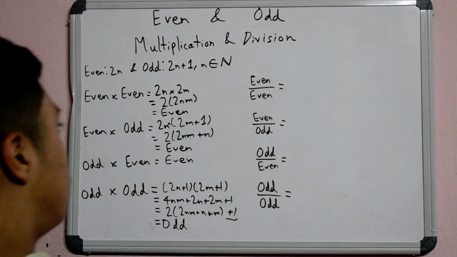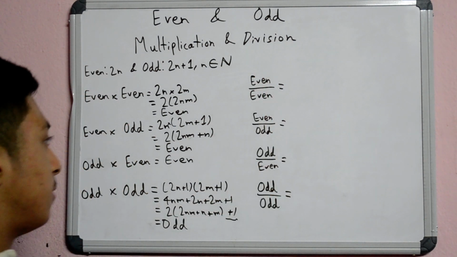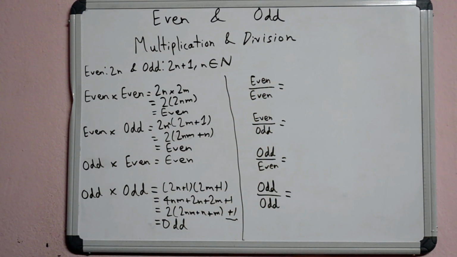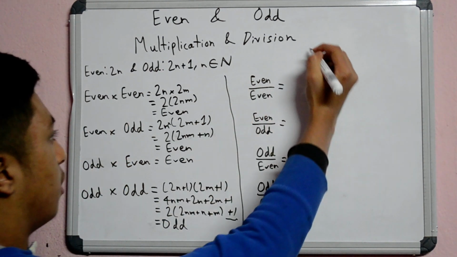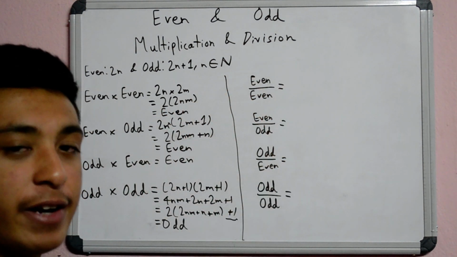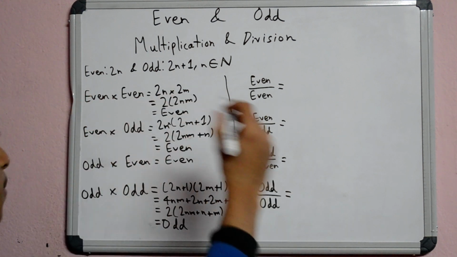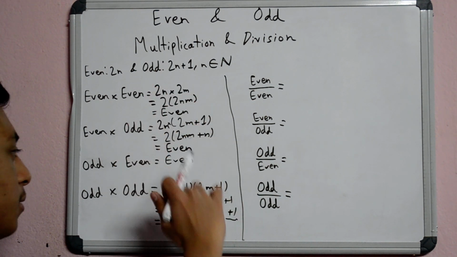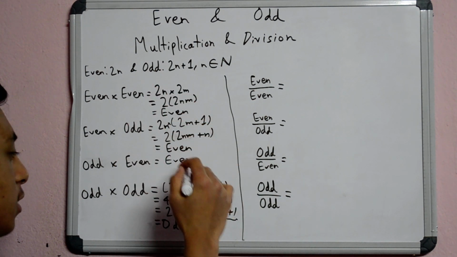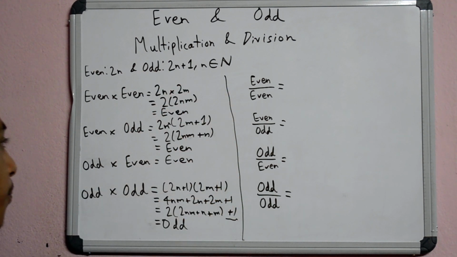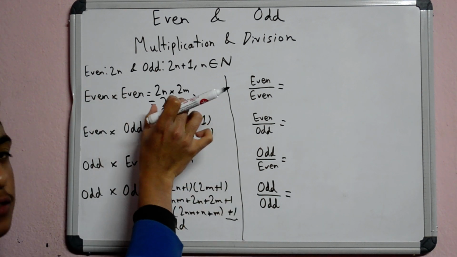Now for division, you don't really need algebra and you can just directly use the multiplication table from here. So even by even. What we just need to know is what even into even is. Is it an even number, odd number, or neither? So let's look at the multiplication list. Even into even is even. So we just need to look at the end result and check which ones are even. So we have these three cases, and we have even, even, and even.